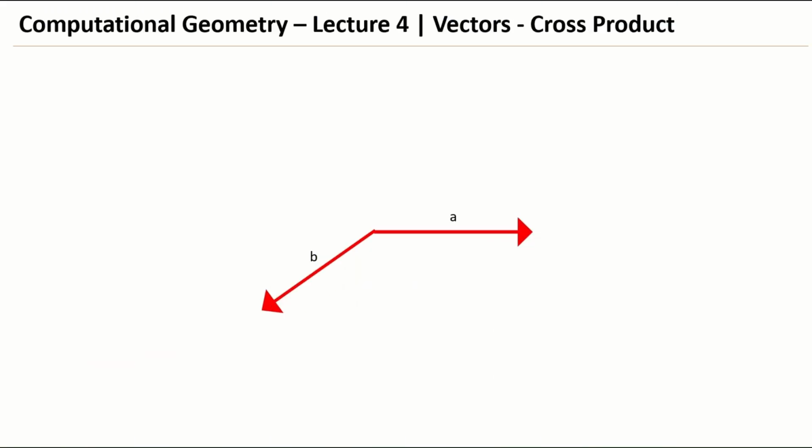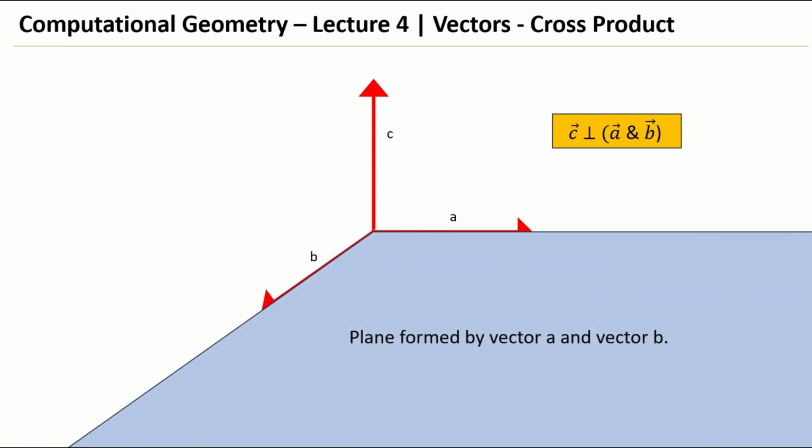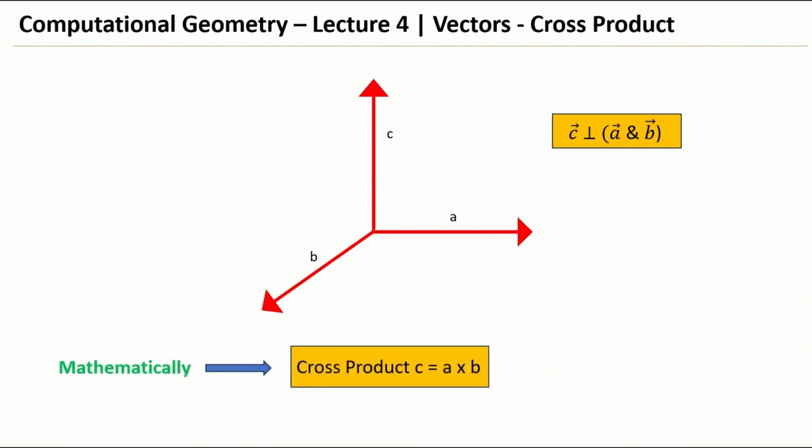Now let's understand the cross product geometrically. Here we have two vectors A and B, shown in the same plane. When we take the cross product of vector A with vector B, we obtain a new vector C. This resulting vector C is perpendicular to both A and B. That's why you can see vector C pointing out of the plane formed by A and B. Mathematically, we write this as C equals A cross B. Unlike dot product, the cross product works only in 3D space.